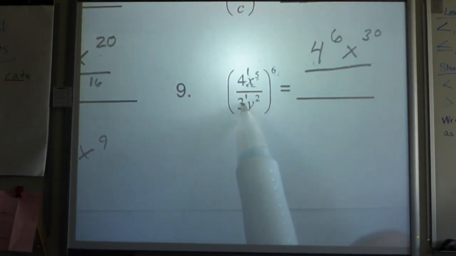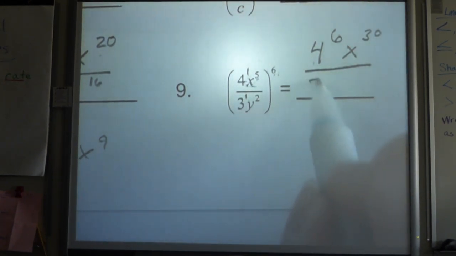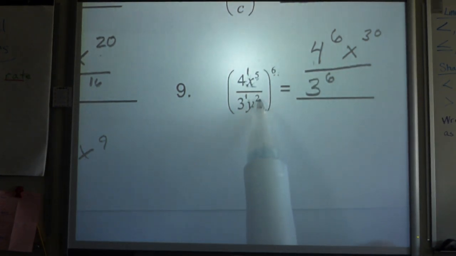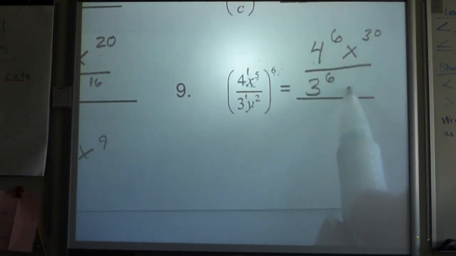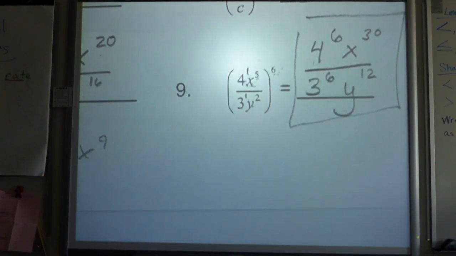Okay, 3 is just to the 1st power, and then that gets raised to the 6th power, giving us 3 to the 6th. We have y squared to the 6th. What will that give us, class? Y to the 12. Nice job. We're going to leave it in exponent form.